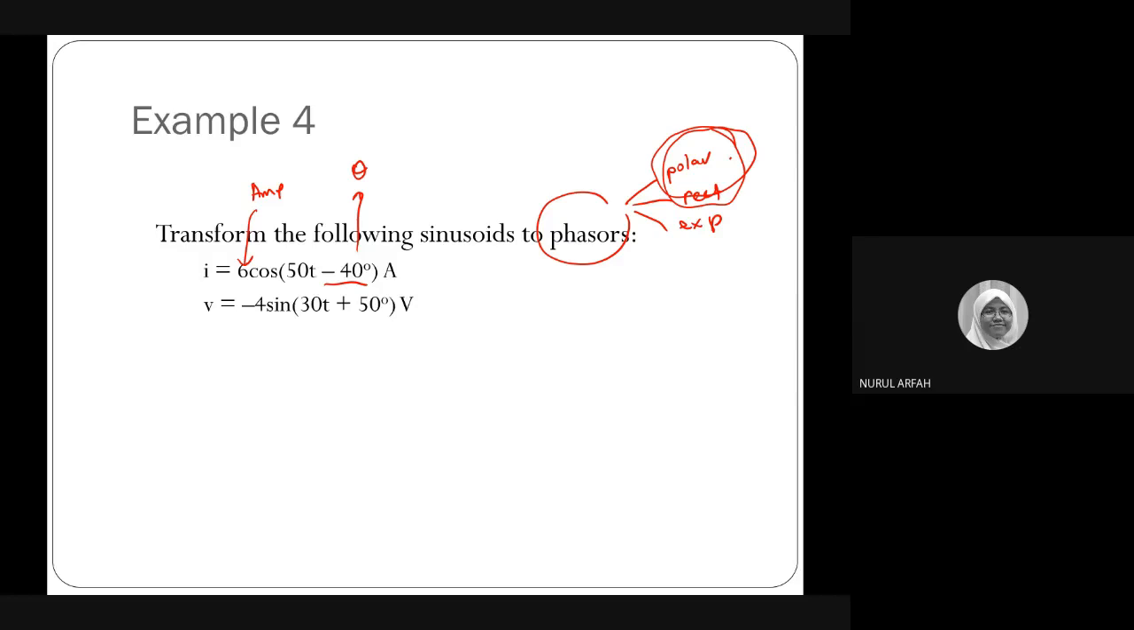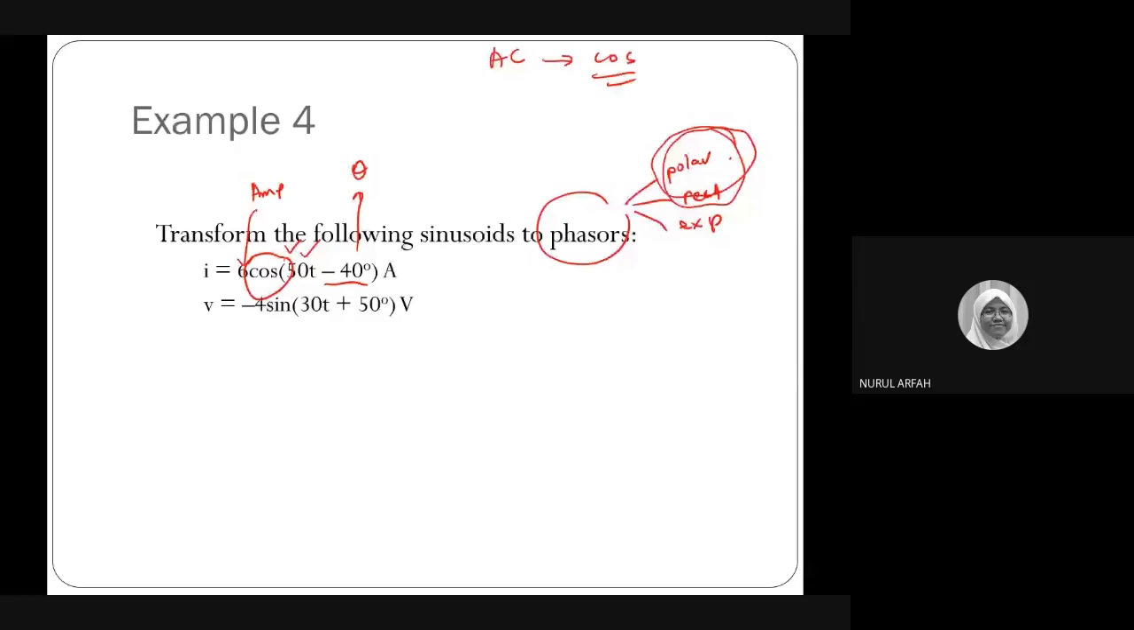So what is this in polar form? By the way, please make sure this is in cosine form. If you have this one in cosine, you don't need to convert it. But if you have a negative sign like the second signal V here, then you need to convert it to cosine form. So sine to cosine here is negative 90 degree. So what is number one? The current. If you look here, this is a small letter, meaning I with respect to t. If you want to put it in phasor form, this will be a capital letter.